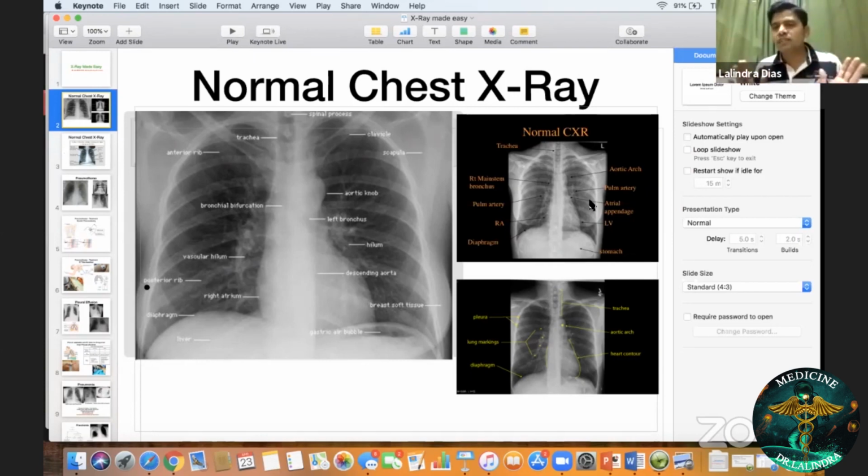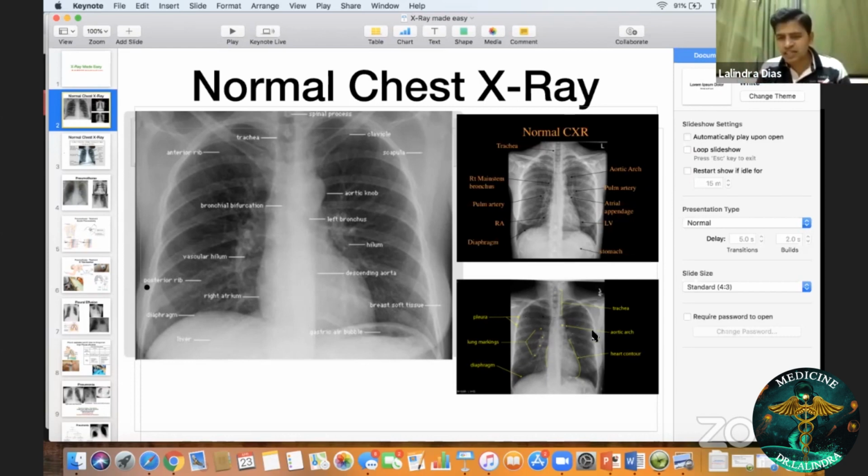Why? If it is pure jet black, no vascular markings, it's just air, and that happens in pneumothorax. But in a normal lung, you can see these faint white streaks, streaky shadows going to the periphery of the lung, and that represents normal lung and normal vascular markings, because all your lungs are having blood vessels, right? And this is another normal chest X-ray.